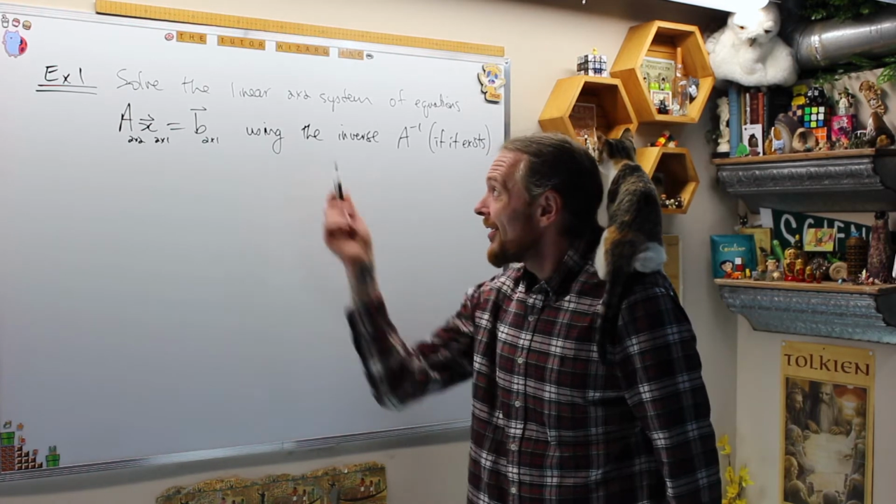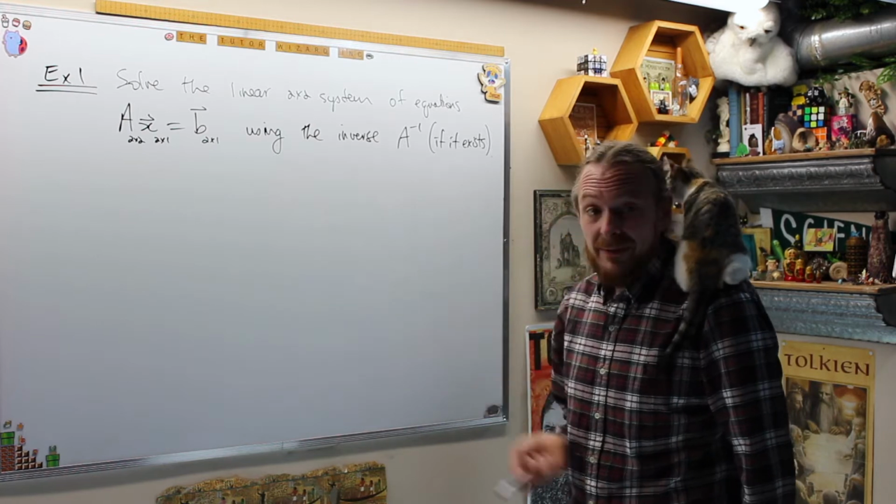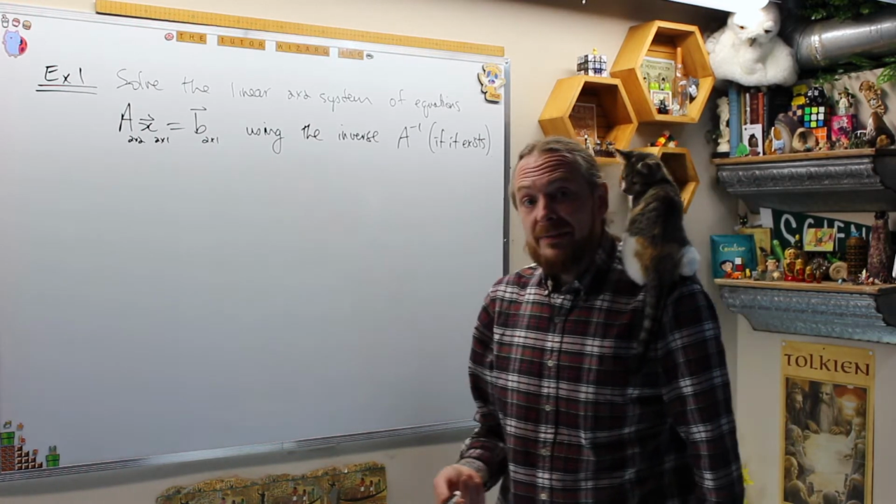Example 1: solve the linear 2x2 system of equations Ax equals b using the inverse matrix. So again, there are previous videos where we've discussed this.